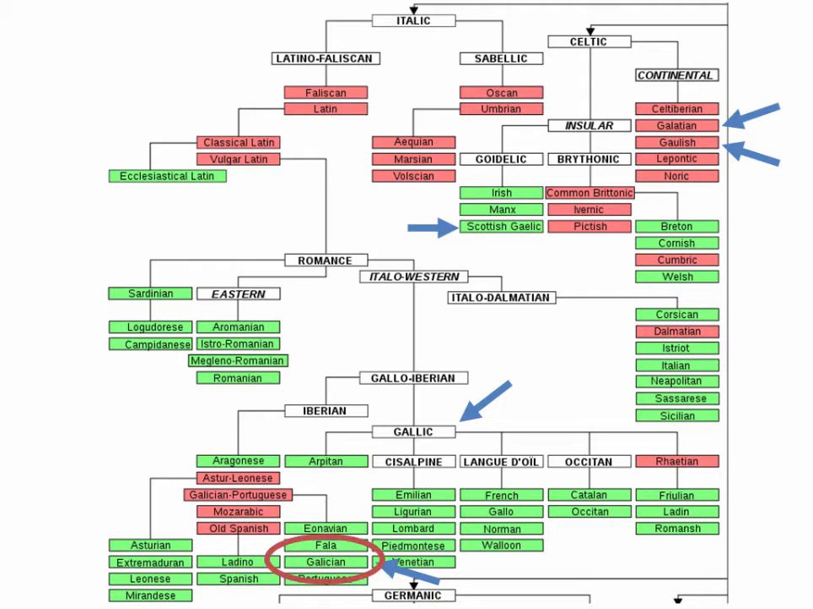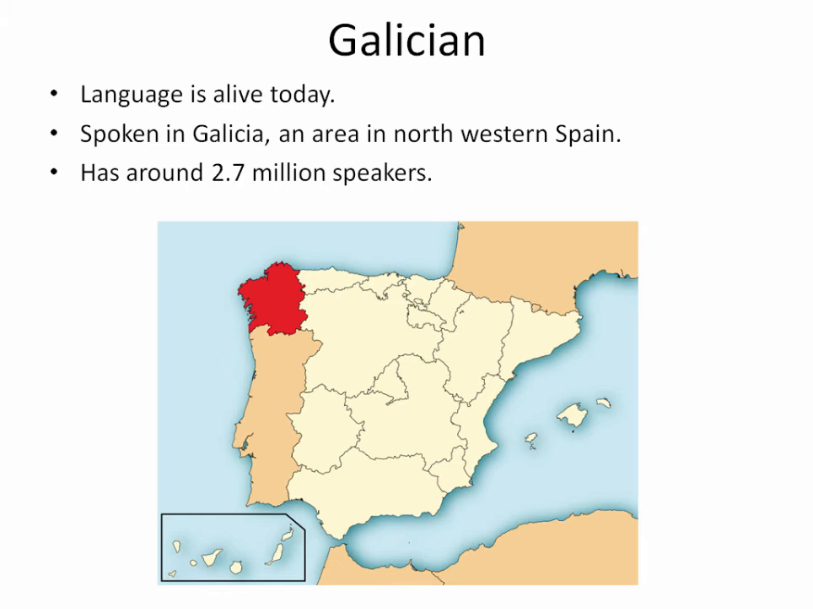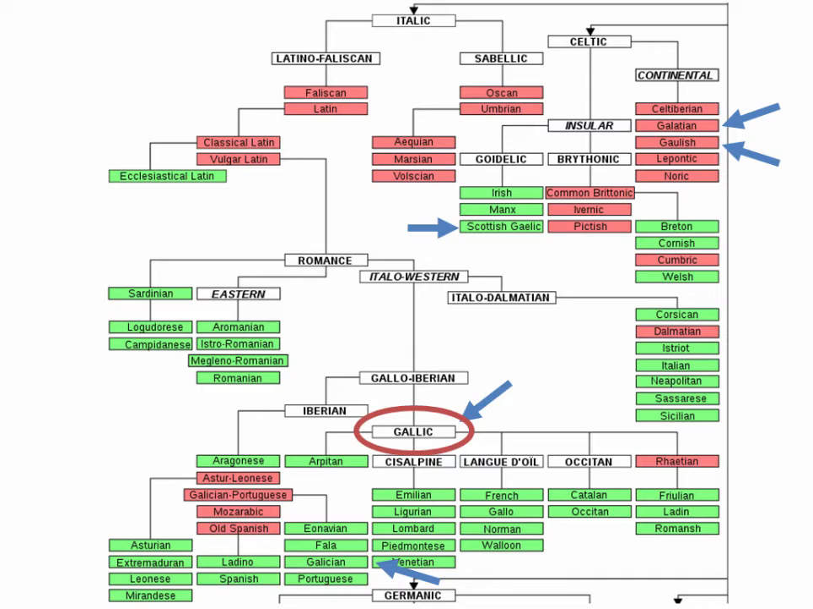We will start by looking at the Galician language. Galician is a language that is alive today. It is spoken in Galicia, an area in northwestern Spain, and it has about 2.7 million speakers in total. Next, we'll move on to Gallic. We can see here that Gallic is not in fact a language as such, but rather is the name given to a certain family of languages. Many of these languages developed in the area of modern-day France and surrounding areas after the fall of the Roman Empire. So although these languages may be spoken in similar areas to which Gaulish was originally spoken, the languages are very different as shown by the separation from Gaulish on this diagram.